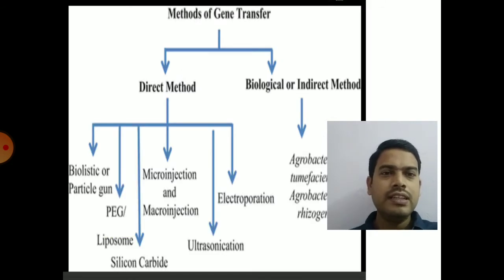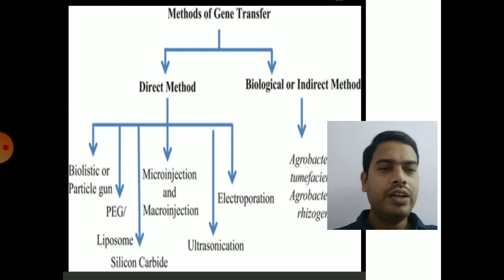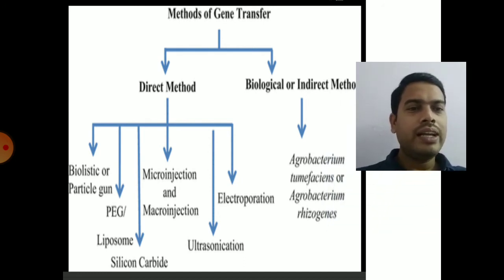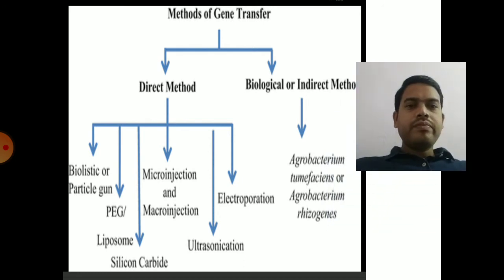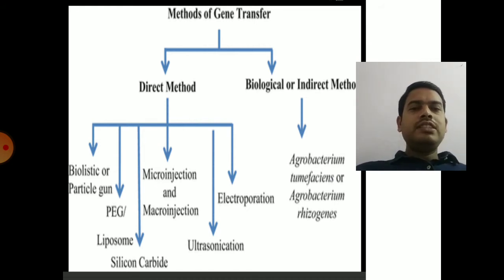So these are the various methods that are used for introducing your foreign DNA or transgene into bacterial, plant and animal cells. There are two major methods. One is direct method and other one is indirect method or biological method.